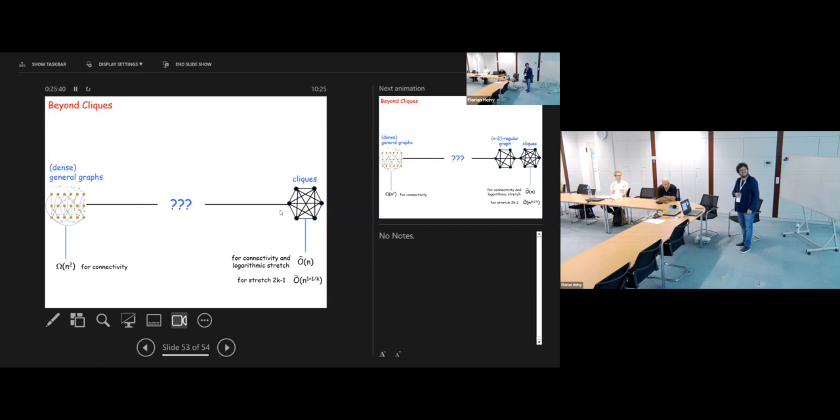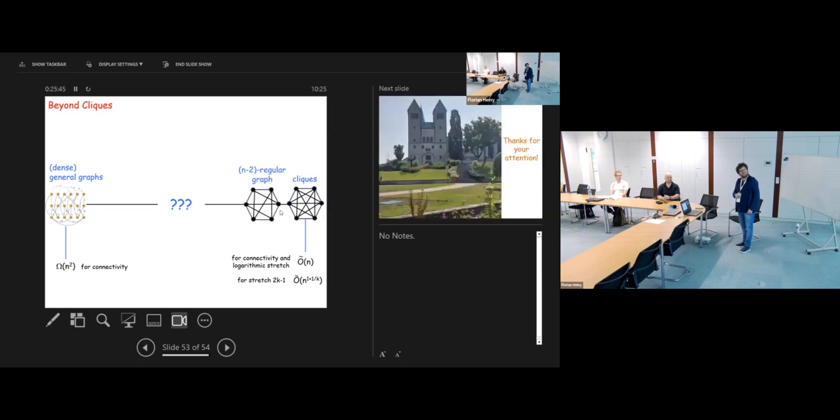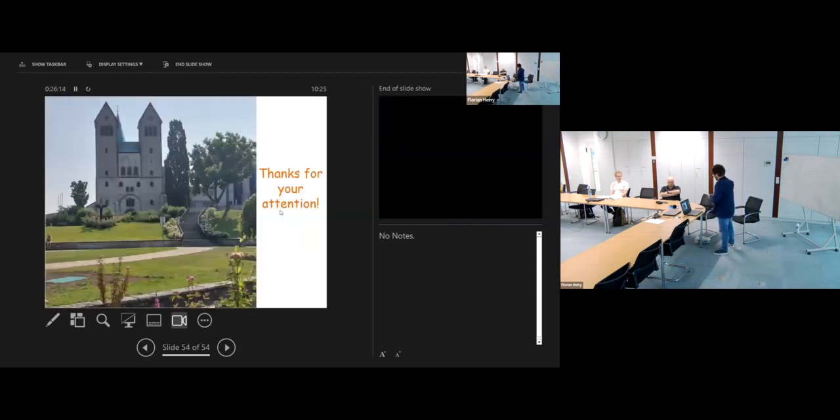And maybe a simple step forward to the general case would be that of considering n-2 regular graphs instead of cliques. And it seems that even this case is not trivial, because according to us, we are not able to use the same techniques for cliques to solve this case. So maybe it can be a good problem to start with. Okay, so thank you for your attention. That's all.